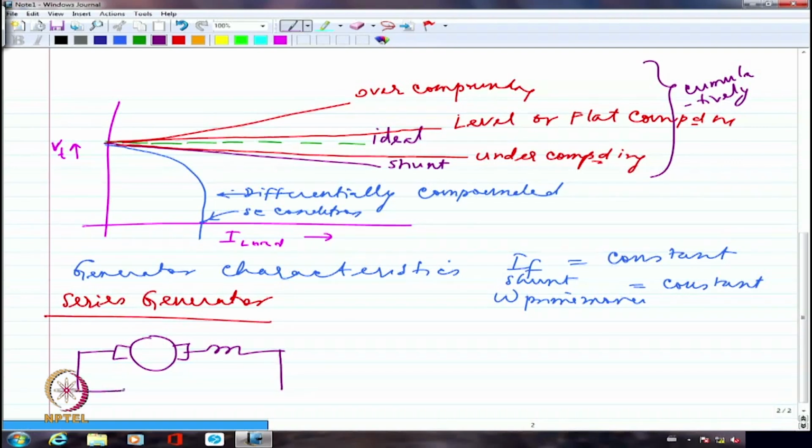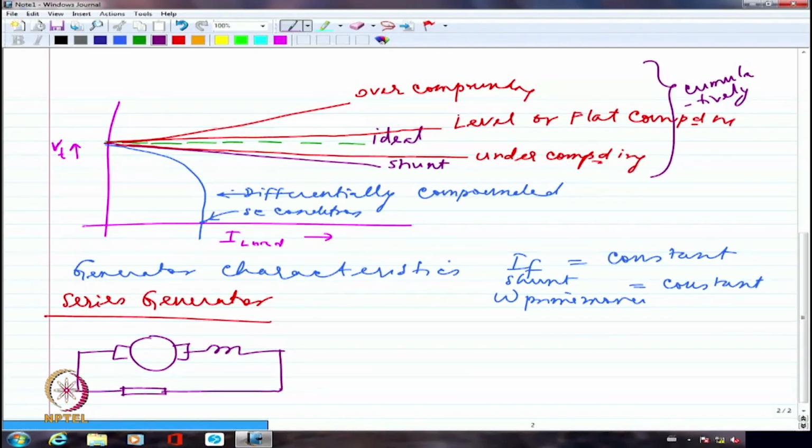And I have to connect the load here. Right? So if I don't have any load, there is no field current as well. If there is no field current, there is not going to be much of generation except for the residual magnetism. So it doesn't make any sense to draw the open circuit characteristics of a series generator, because if I keep it as an open circuit, there is no field current. If the field current is not there, I'm not going to draw any characteristics at all. So there is no point.